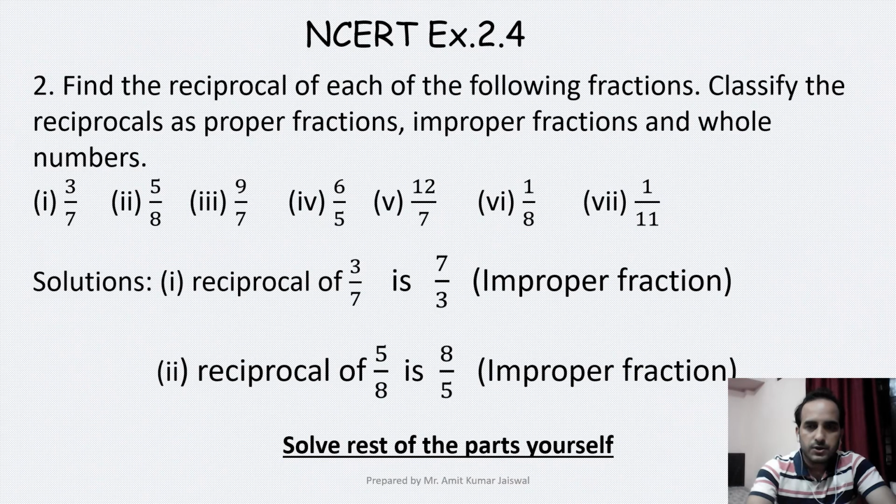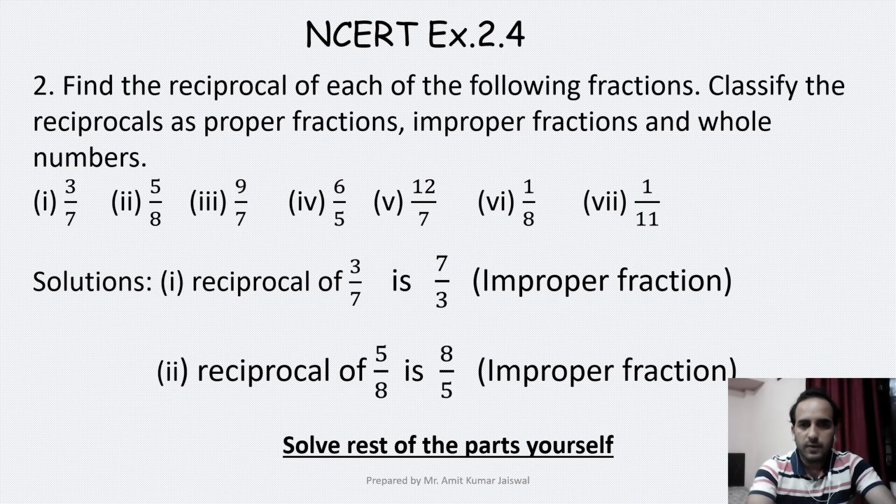Next we have question number 2 of the same exercise, exercise 2.4. Find the reciprocal of each of the following fractions. Classify the reciprocals as proper fractions, improper fractions, and whole numbers. So the very first part, 3 upon 7, and its reciprocal is 7 upon 3, and we know that whenever the numerator is larger than the denominator, we say it's an improper fraction.